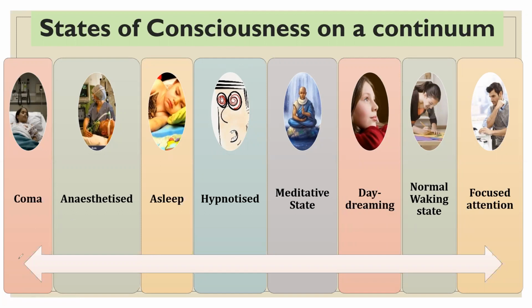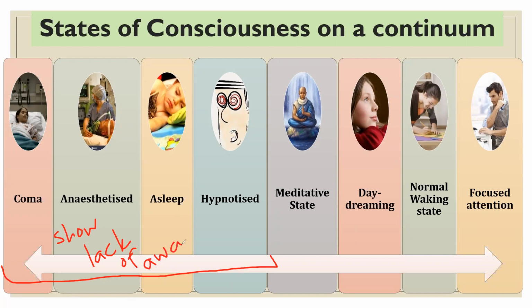Okay, if we start on the left-hand side, these states of consciousness, probably up to here, kind of show a lack of awareness. Okay, so everything towards the left-hand side of that continuum shows a lack of awareness, with the extreme lack of awareness being on the extreme end of that left-hand side, which is coma. When someone's in a coma, they have an extreme lack of awareness, okay?